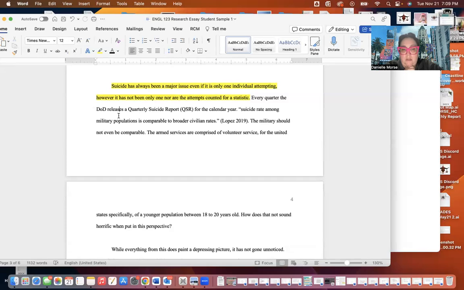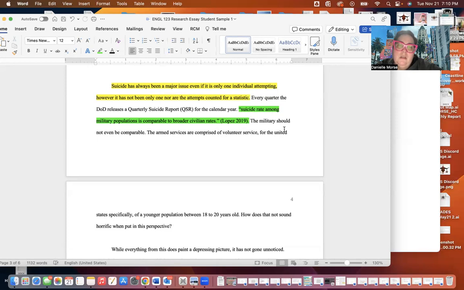"Every quarter, the DoD releases a quarterly suicide report." Okay, good to know. This should probably be in the introduction. And we have another orphan quotation here. And this is where longitudinal data is needed. It's an orphan quotation, and even the suicide is not capitalized.